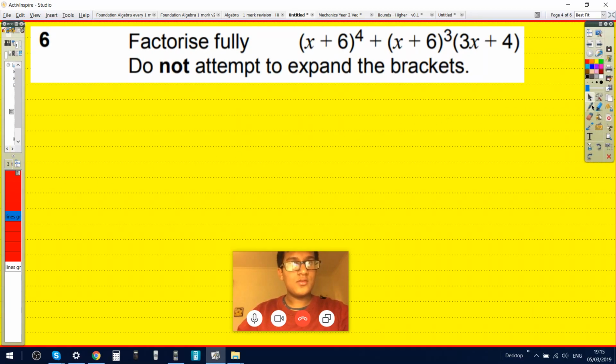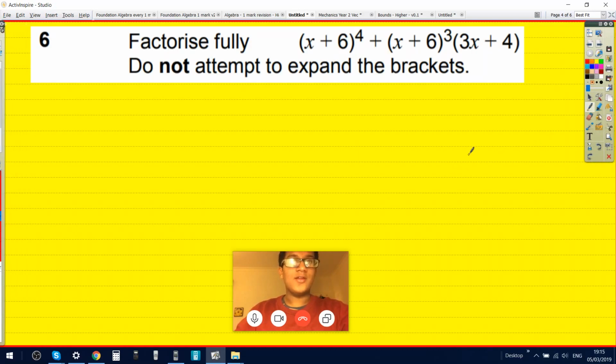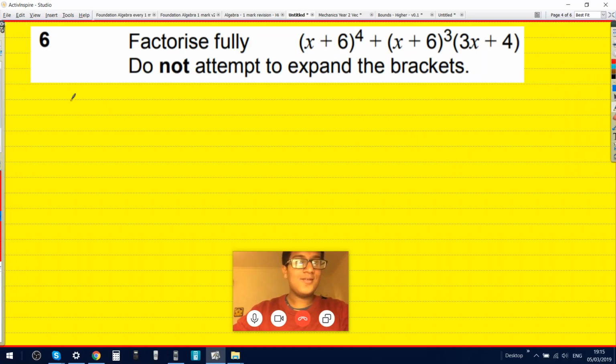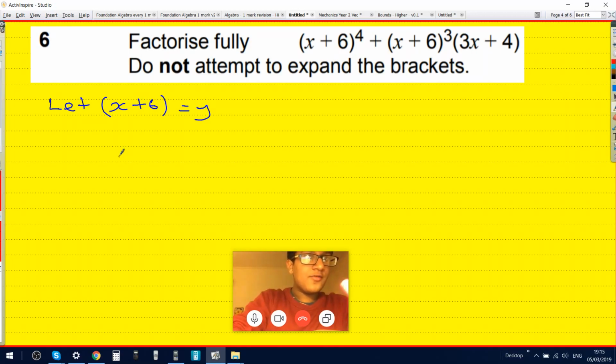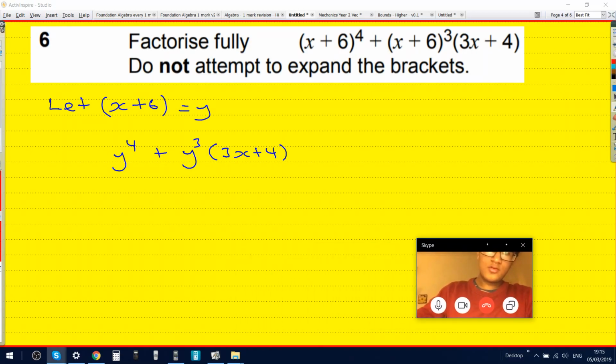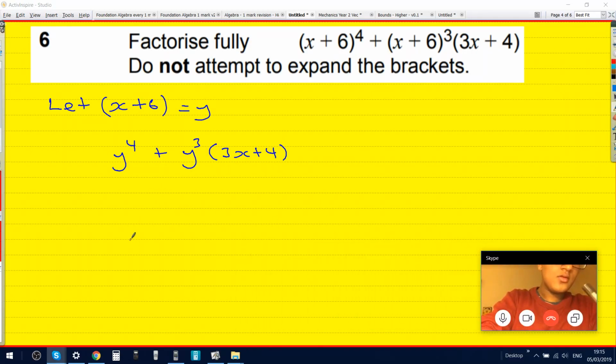Any idea about this one? Not really. Okay. I'll rewrite it. Let x plus 6 be equal to y. What will that give you? You've got y to the 4 plus y to the 3, and then it would be times 3x plus 4. And so, could you now factorize anything?